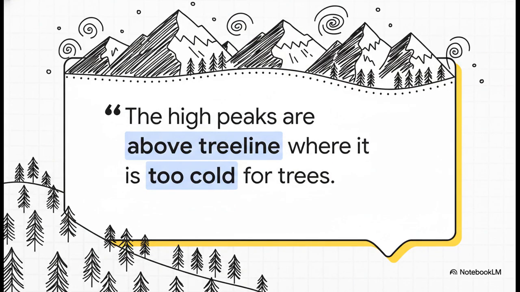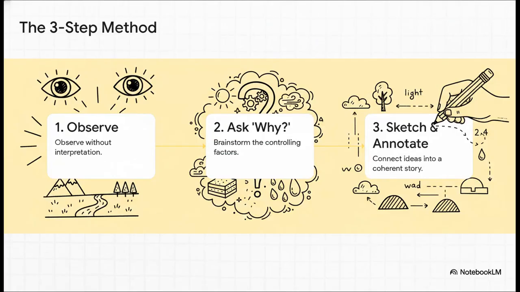And finally, the barren peaks. The note gives us the simple, clear answer. They are above the tree line. At that altitude, it's just too cold, and the growing season is way too short for trees to survive. And that right there just brilliantly illustrates the direct impact of elevation on life. It's that simple. So there you have it, a simple, repeatable, three-step method for reading any landscape.